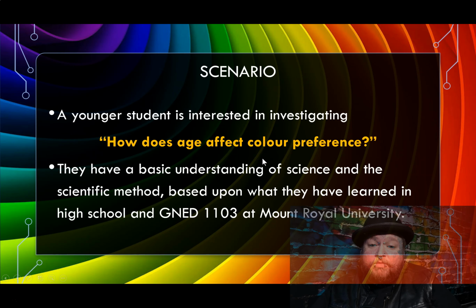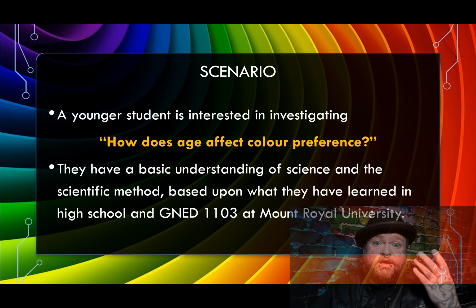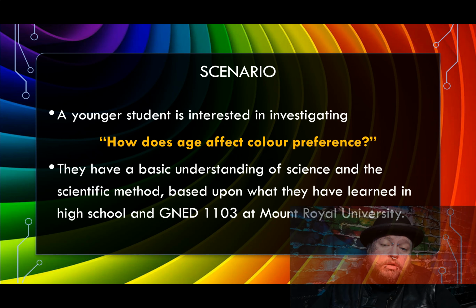So case one. Remember that this is just a scenario. You want to think of a younger student who has an interest in a question. They have a basic understanding of science from what they've experienced in high school, and they've gone through GNED 1103 with, say, a weird face tattooed teacher already. They feel a little bit more comfortable, they know that they're not perfect, but they want to build upon this. And they've just hit upon an interesting question: how does age affect color preference?